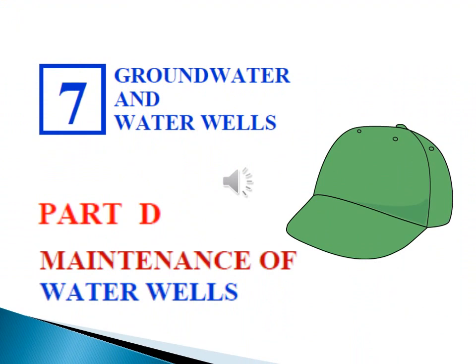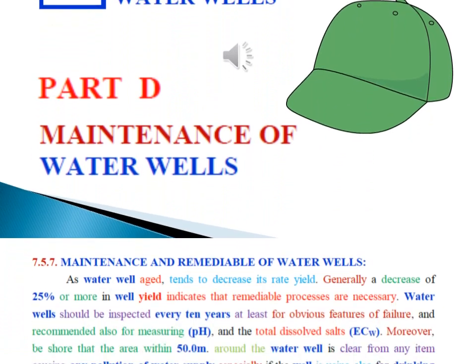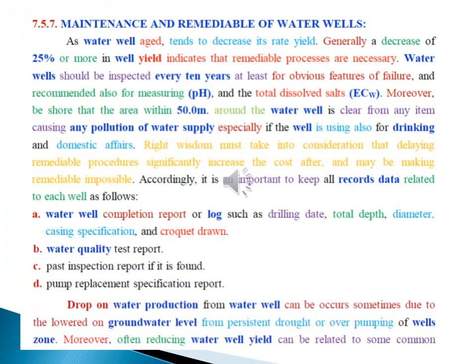Part D. Maintenance of water wells. As water well age tends to decrease its rate, generally, a decrease of 25% or more in 1 year indicates that remedial processes are necessary. Water wells should be inspected at least every 10 years for obvious features of failure.